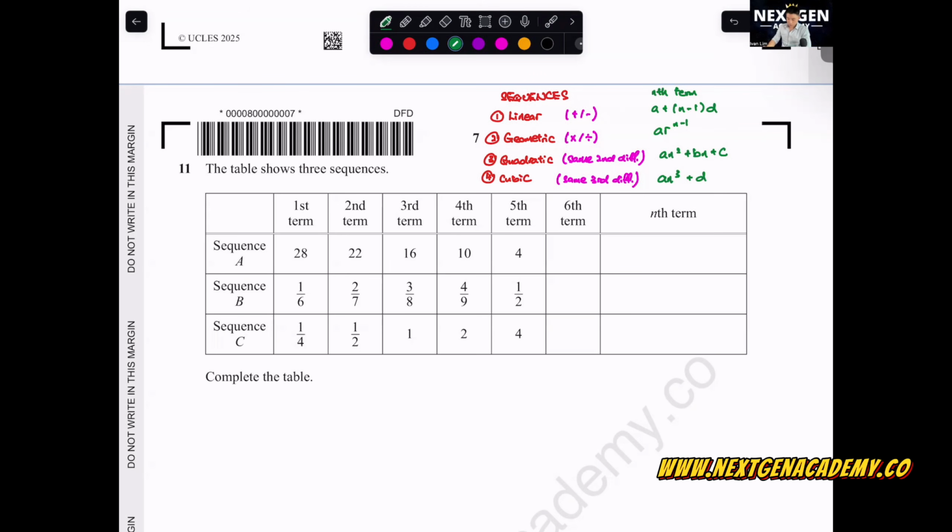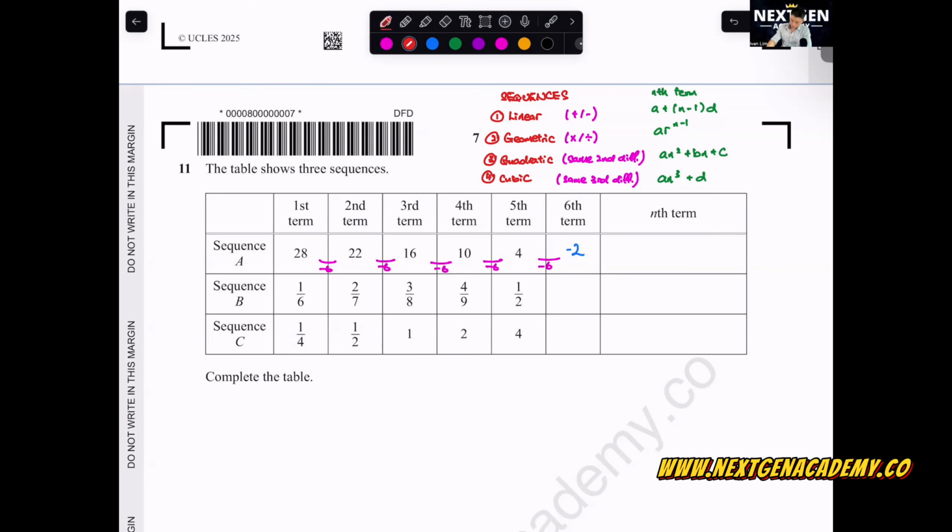Okay, first one. 28, 22, 16, 10, 4. The term to term rule here is minus 6. Minus 6, minus 6. So the next value is also minus 6. 4 minus 6 we'll get minus 2.